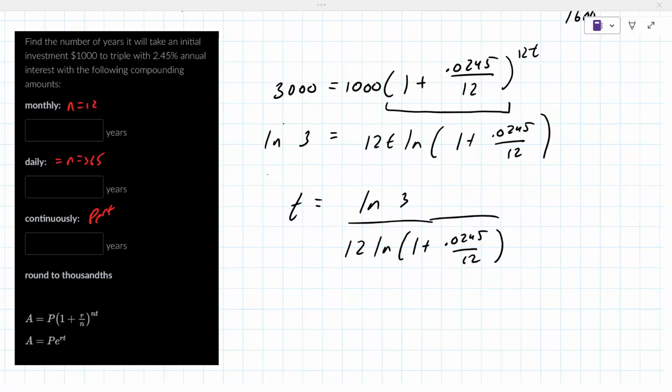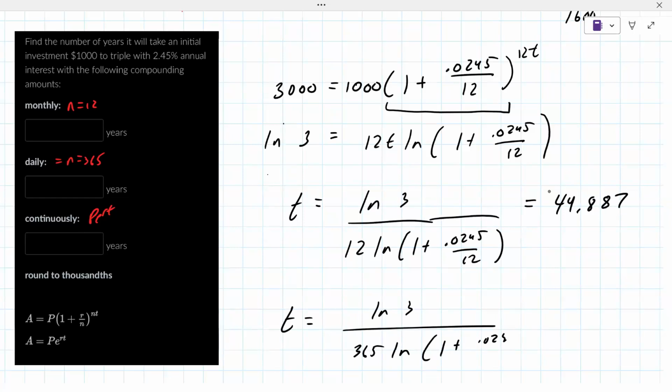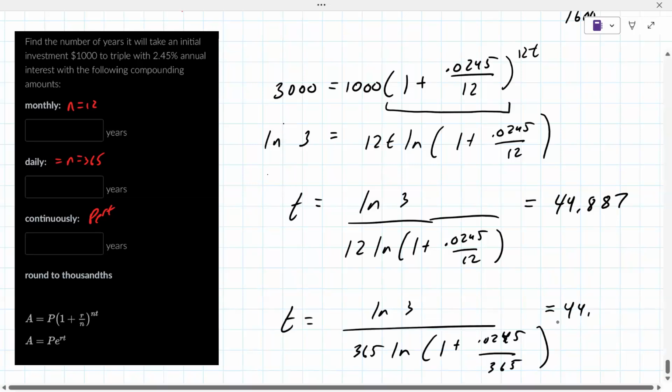You gotta match parentheses. All right, so that ends up being, and again, oh, thousandths, 44.887. The only difference with the daily is the 12 becomes a 365. So that's 44.843.